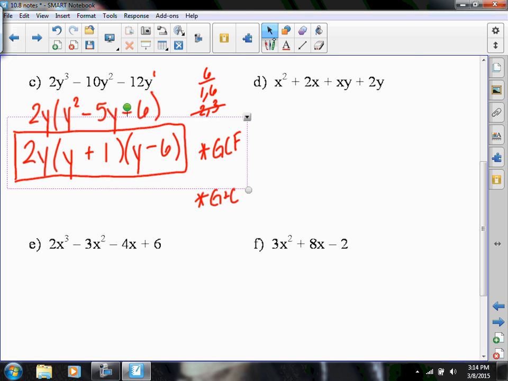Okay. For part D, I have 4 terms now. Now, we haven't seen this before. This one's new. Okay, this is our grouping.